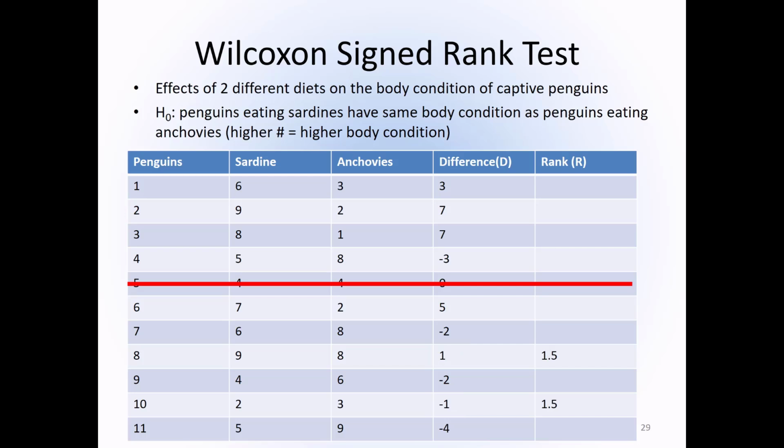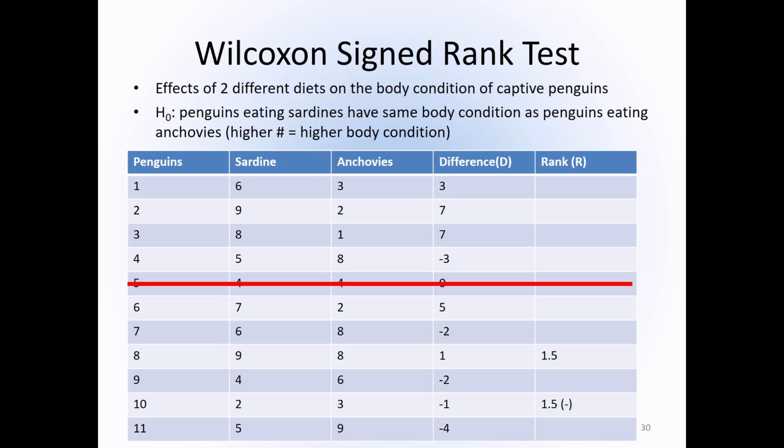Now what's important here for this test, in addition to calculating these differences in these ranks, is that we keep track of which of these ranks is positive and which is negative. So here we're going to indicate the negative ranks with a negative sign, because we're going to end up comparing the negative ranks to the positive ranks at the end of this test.